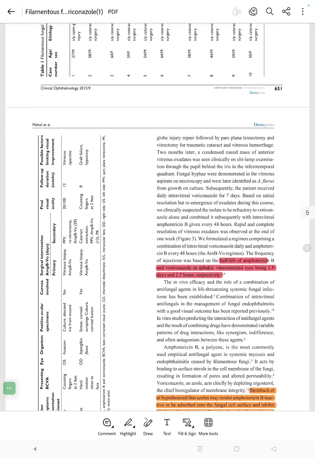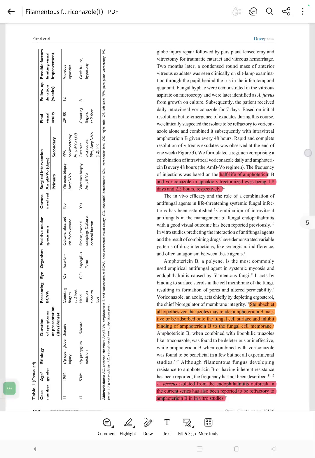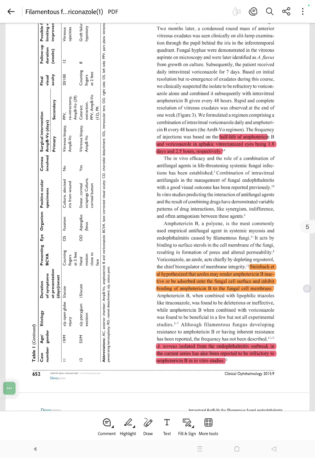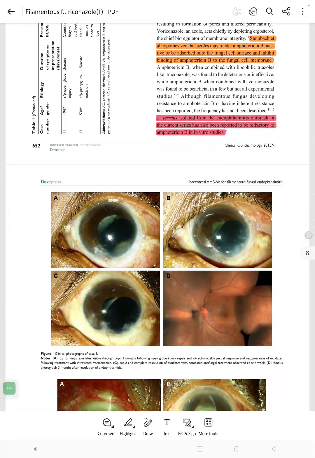So on discussion, the main thing is that Steinbach et al. had hypothesized that azoles may render amphotericin B inactive, or be adsorbed onto the fungal cell surface and inhibit the binding of amphotericin B to the fungal cell membrane. But with this study, we found out that this might not be the case, and it might be a synergistic action. Aspergillus terreus isolated from the endophthalmitis outbreak in the current LV Prasad Eye Institute series has also been reported to be refractory to amphotericin B in other in vitro studies.